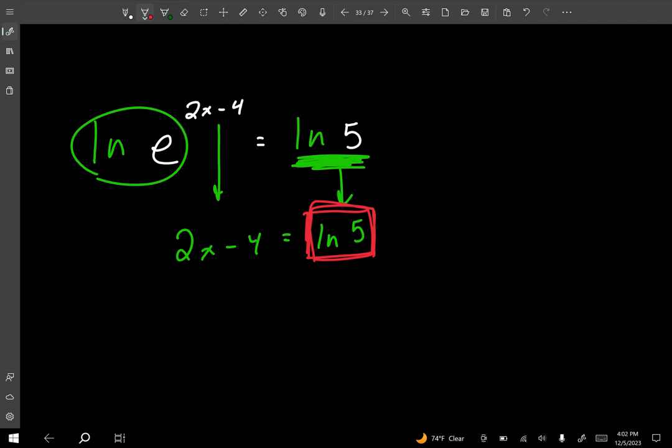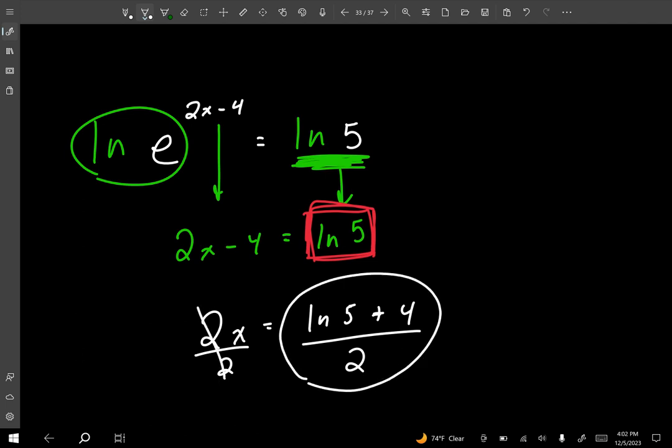So now I can just carry on like I normally would. I'm going to add 4 to both sides. But now I just add 4, just like that. And now I'm going to divide both sides by 2. So I divide all of that by 2. And so now x is this number. Okay? And if you want to leave it like this in an exact form, you can. Or if you need a more approximate number, like an actual number, you punch this in a calculator and it'll give you a decimal. Okay?